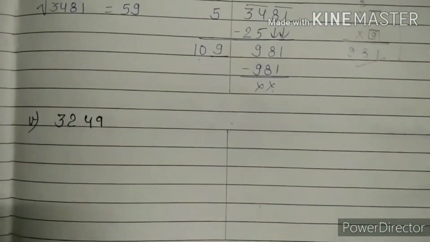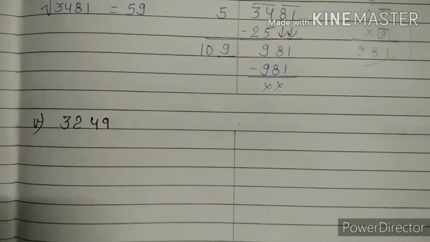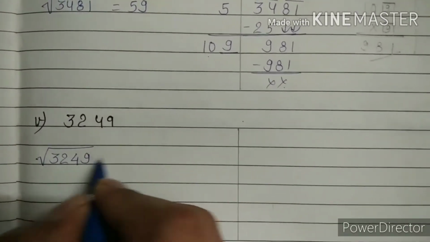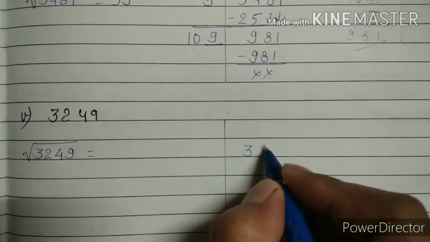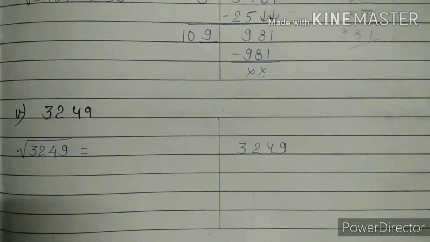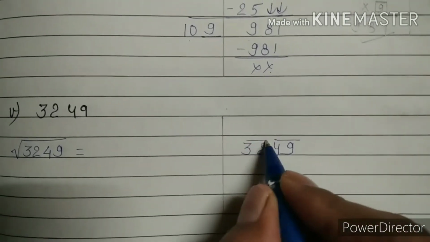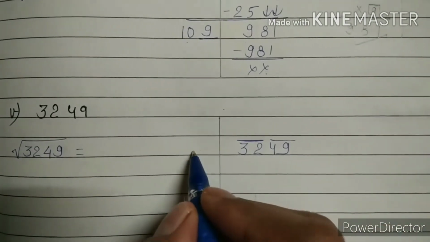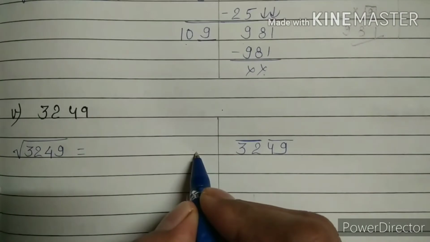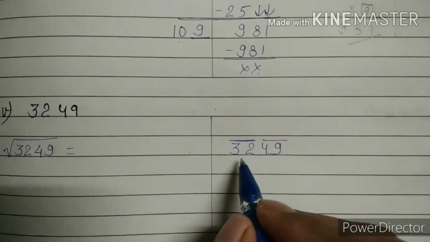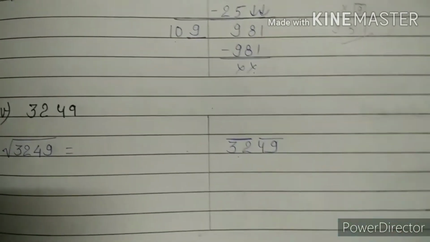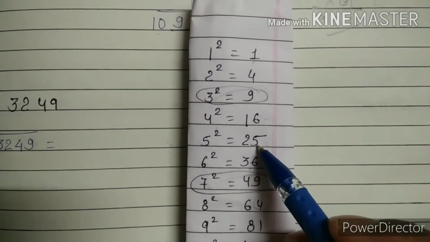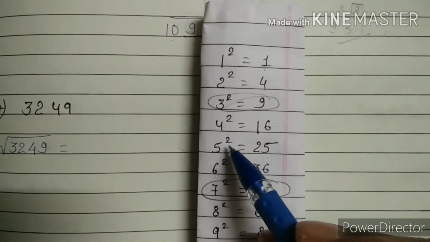Now the fifth question is 3249. We have to find the square root of 3249. So this number will come here, 3249. We will do the pairing. Now we have to write a number whose square is less than or equal to 32. Less than 32 is only 25, which is the square of 5.